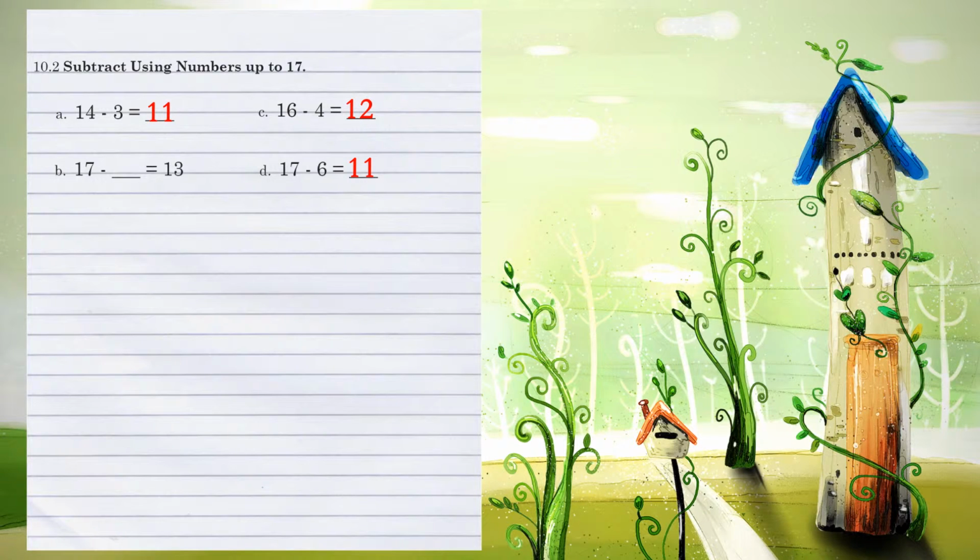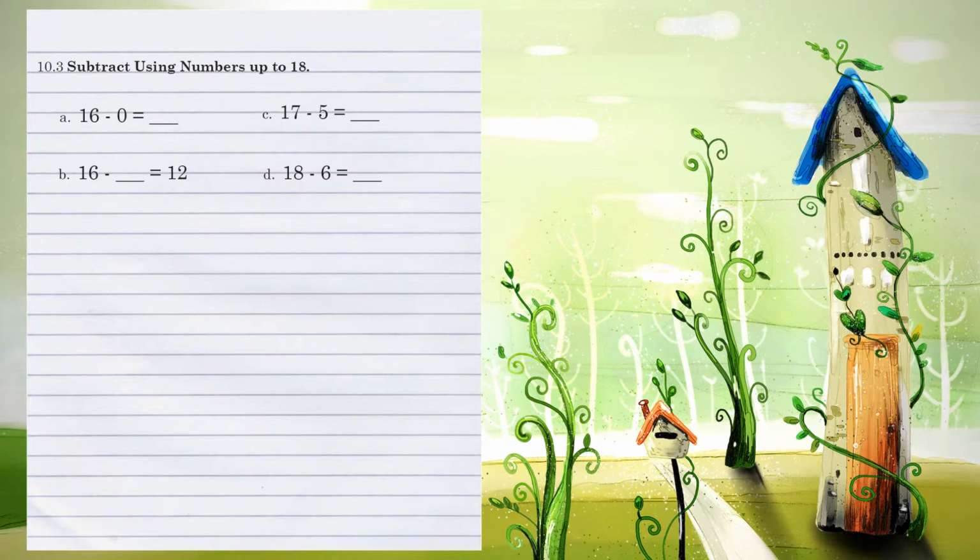Again, if we look at the tens column, the ones are the same. So we're basically asking ourselves, what did we have to take away from 7 to get to 3? Or 3 plus what number equals 7? Either way, we know that is 4.